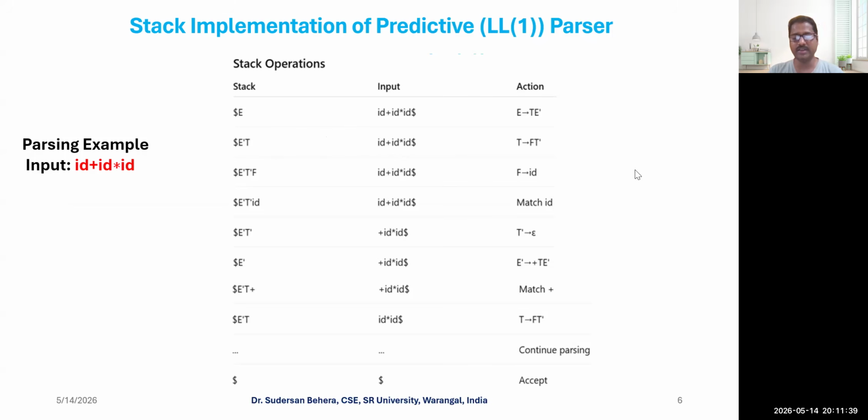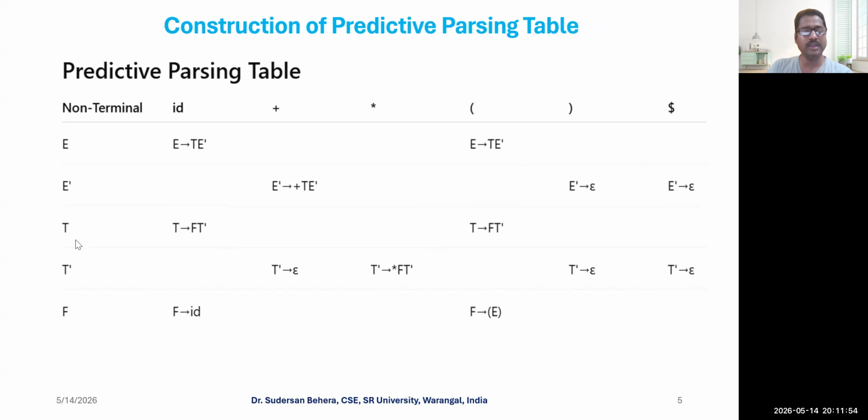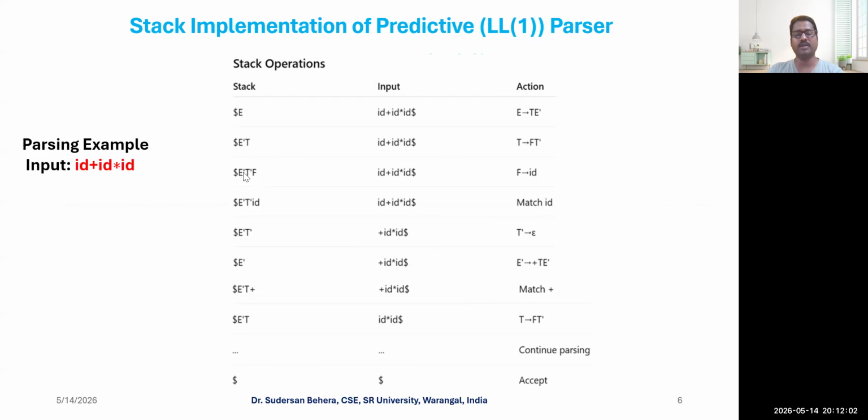Is T equal to id? Is it correct? No. Is T a terminal? No, T is a non-terminal. If it is a non-terminal, it has to expand. So now T is expanded because there is a production for T on id. The expansion is T derived as F T dash. F T dash means T dash will come first and F will come next, as per the insertion rule.